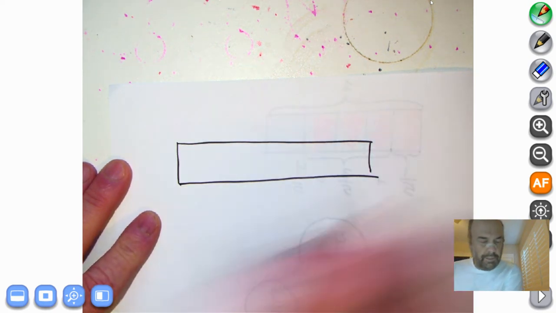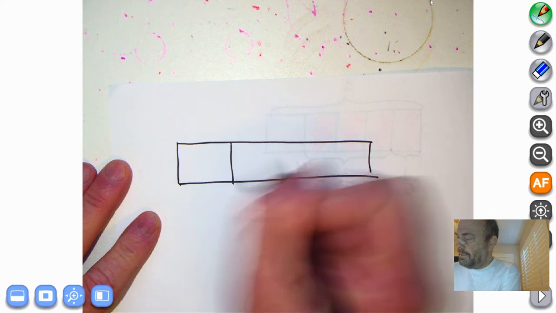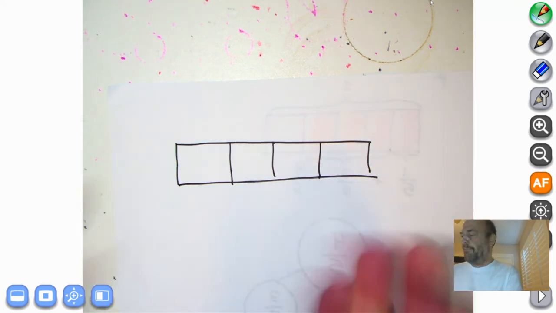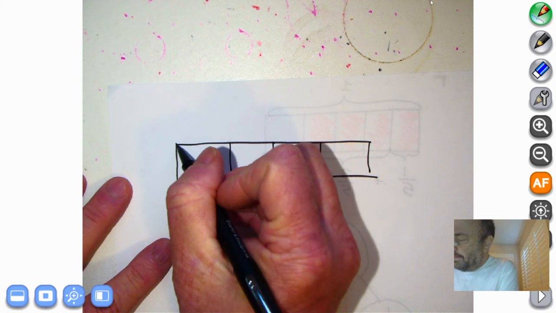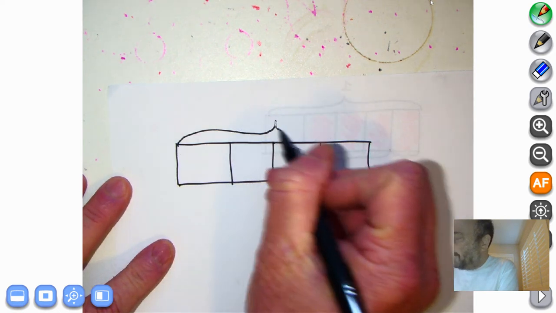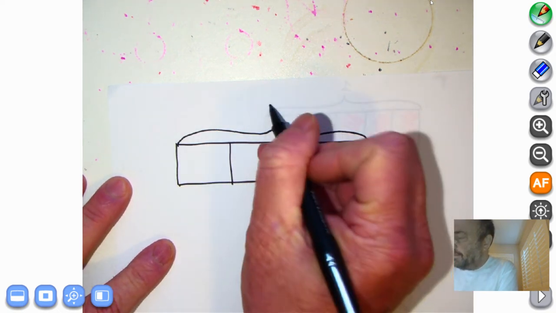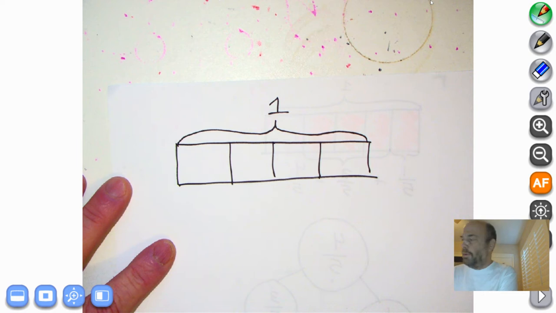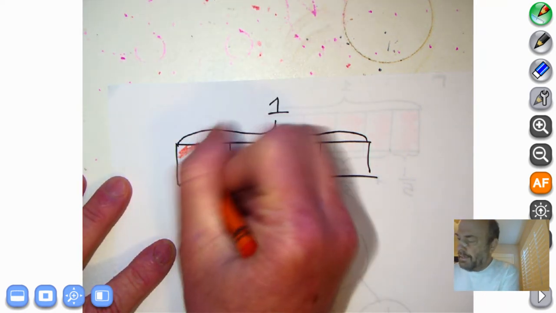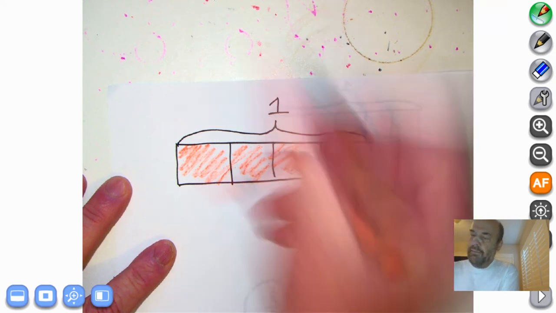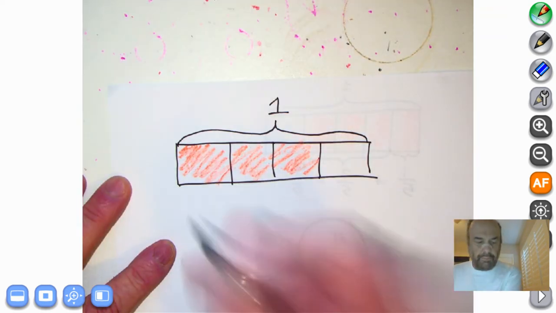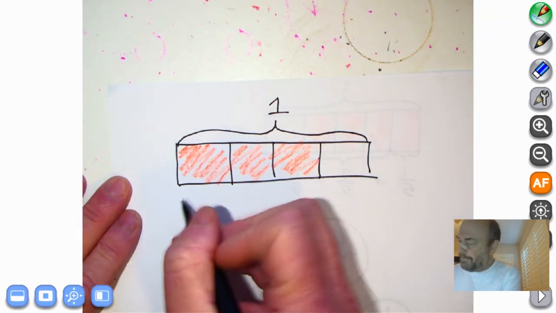We're going to break this one up into 4 parts: 1, 2, 3, and 4. Now, these aren't equal parts, but just visualize them as equal parts. If Mr. Leggett made them equal parts, we would be here all day. So it represents 1 whole. How many of these are we going to shade in to represent a fraction? 1, 2, and 3.